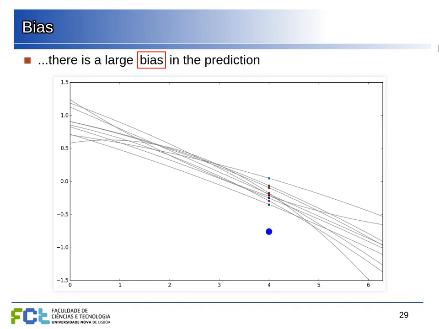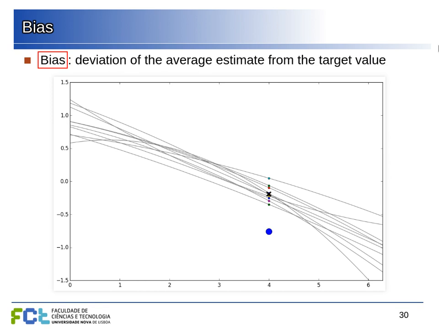And if we compare the average of all these predictions to the true value, we see that there is a bias here. So it's not merely scattered around the true value, it's actually shifted to one side, so it's a biased estimate of this value.